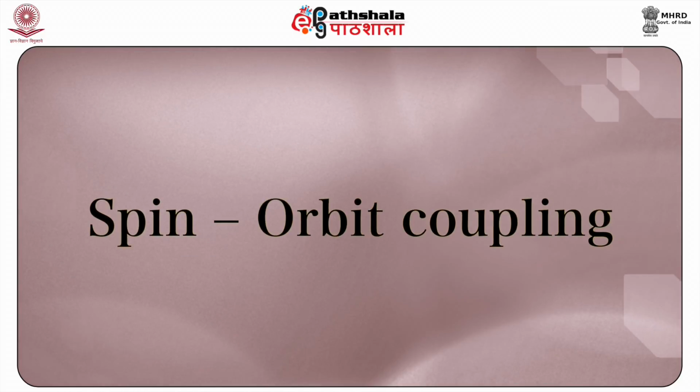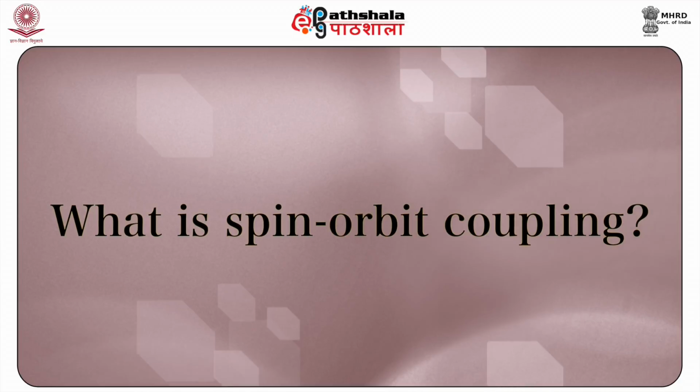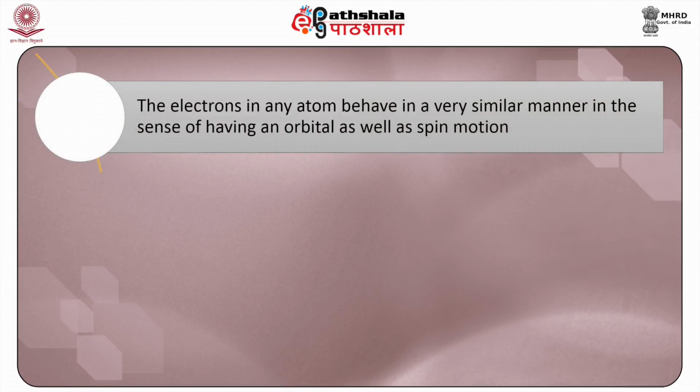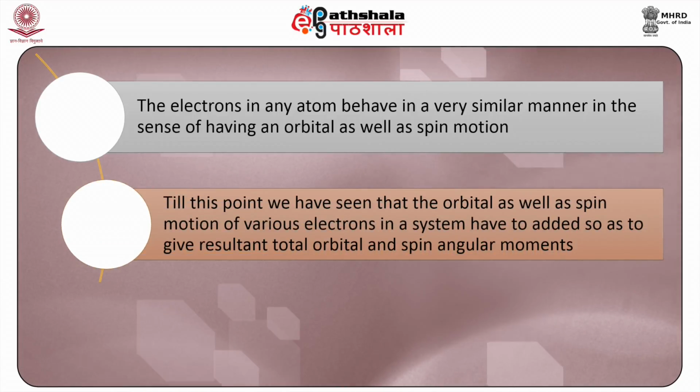Next, we are going to discuss spin-orbit coupling. First of all, we should understand what spin-orbit coupling is. The electrons in an atom behave in a very similar manner in the sense of having orbital as well as spin motion. Till this point, we have seen that the orbital as well as spin motion of various electrons in a system have to be added so as to give the resultant total orbital and spin angular momenta.